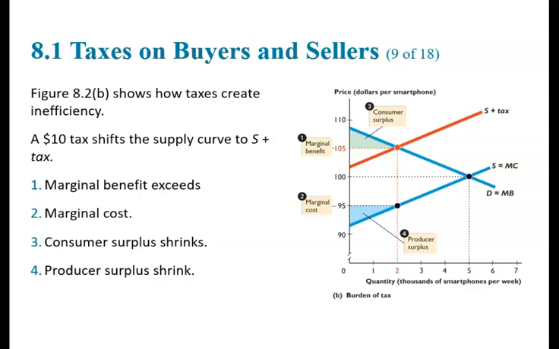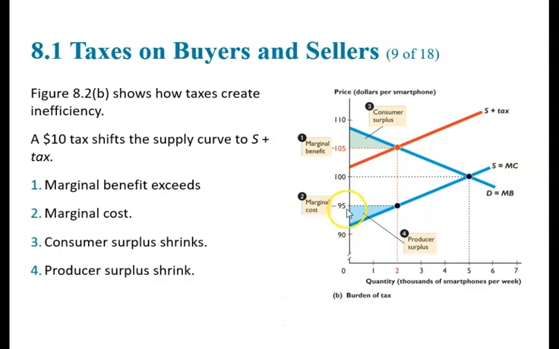So because of this change, only the consumer surplus up to 2,000 units of smartphones can be extracted by consumers, which means that the consumer surplus actually shrinks to this small triangle over here. But while previously the consumer surplus could have been extracted up to this point of 5,000 units of smartphones. The case is similar when we take a look at the producer surplus.